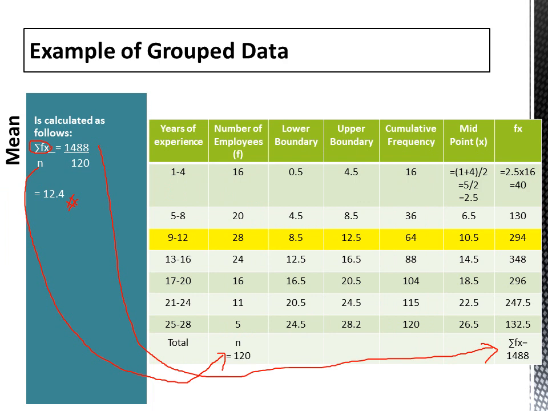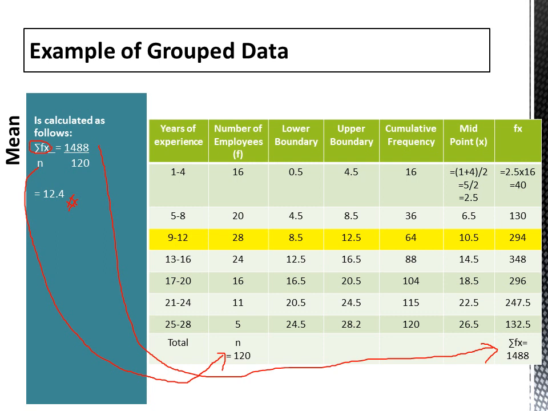Okay, so first, we're going to look at the mean calculation for grouped data. In order to calculate the mean for grouped data, you need to use the formula: mean equals the sum of fx divided by n. The sum of fx is the total of fx, and n is the total number of employees, or the total of the frequencies.